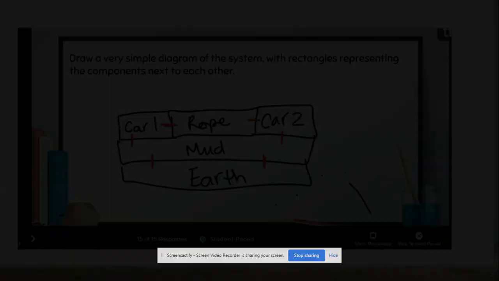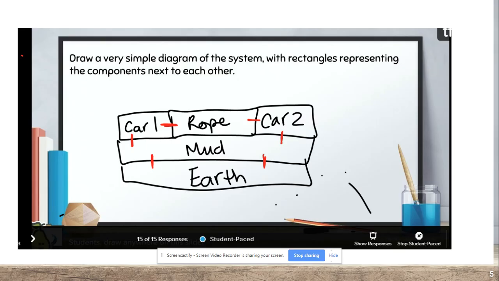So eventually the students made what's known as a free body diagram. Free body diagrams take components that are pretty complicated within systems, and they simplify the components themselves. So you just draw the component with a square or a rectangle, and then you label it. So we have car 1, rope, car 2, and the rope is being pulled between car 1 and car 2.